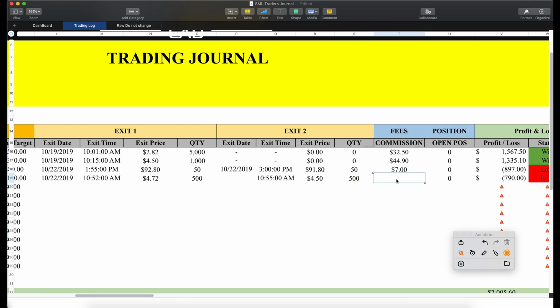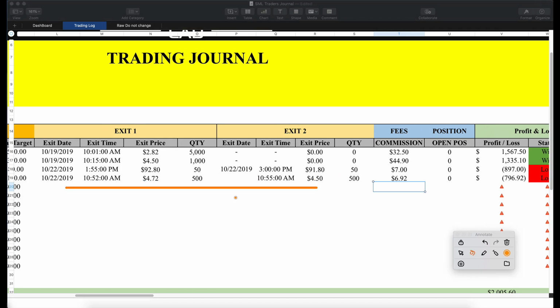Next, my commissions. You guys can also get commissions from your platform, and you get your end of day trading statement on how much money you spent on commissions. Let's say I spent $6.92. That automatically gets factored in here too, because I obviously want to see how much I'm paying in commissions, especially if you guys are trading options, because options obviously have a higher commission amount than just taking on shares.